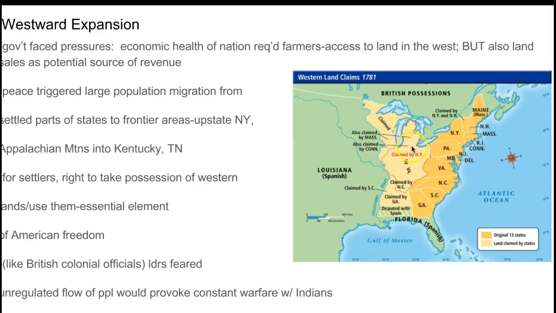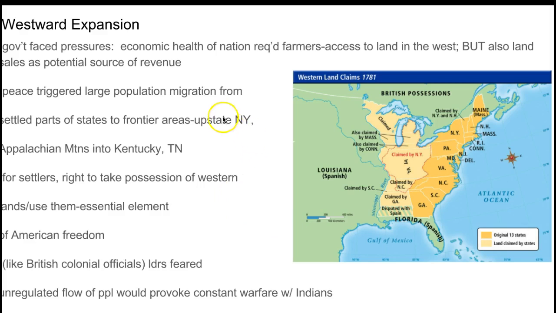So what they wanted to do is to take it and divide it up and sell it off in order to pay off, because the Congress had assumed the Revolutionary War debts of all the states, and the states couldn't pay their Revolutionary War debts. So the Congress is looking for ways to raise money.